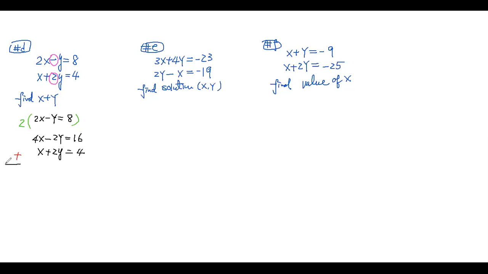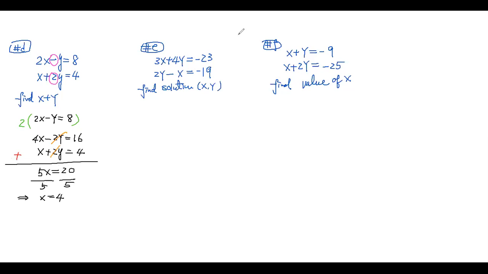So when you add them together, what happens here? Negative and positive cancel, right? So 4x plus x is how many x? It's 5x equal to what? Equal to 20. Now you divide by 5, divided by 5. So what is x here? x equal to 4. All right.